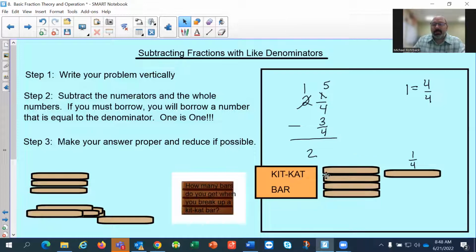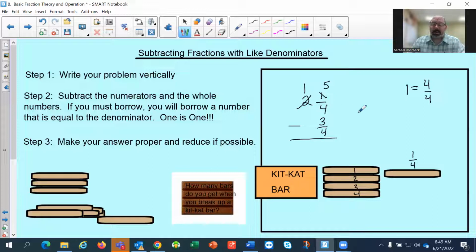So now what I have, this is important. I unwrapped one of my packages and I got 1, 2, 3, 4 Kit Kat bars. I now have 1, 2, 3, 4, and the one that I started with. I now have 5 individual bars and 1 full package. It's the same number of Kit Kat bars because when I started with 2 1/4, that was 4, 8, 9 bars, and I still have 4 bars here in my unwrapped bar and 5 there.